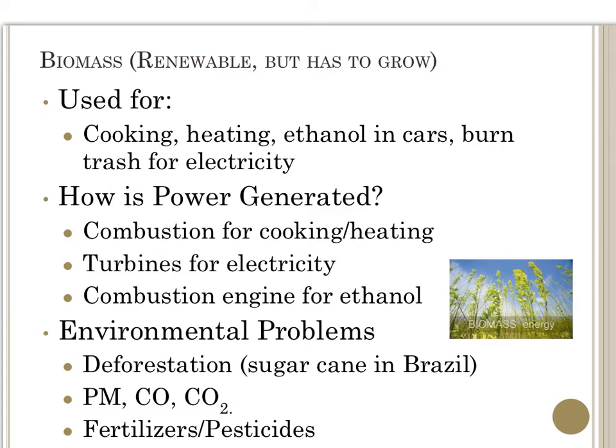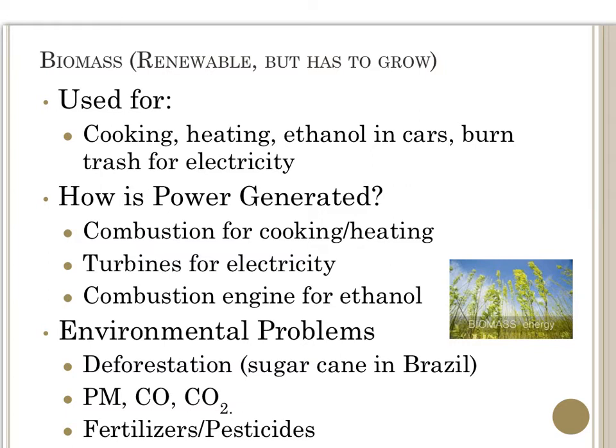Now it is renewable, but it has to grow back. So think of trees that we cut down and burn for firewood. That forest has to grow back, and with pines, that may take 20 years. With oaks, that may take 70 years. If you're growing corn for ethanol, then you can grow corn usually once a year in most places. So it is renewable, but not immediately renewable.